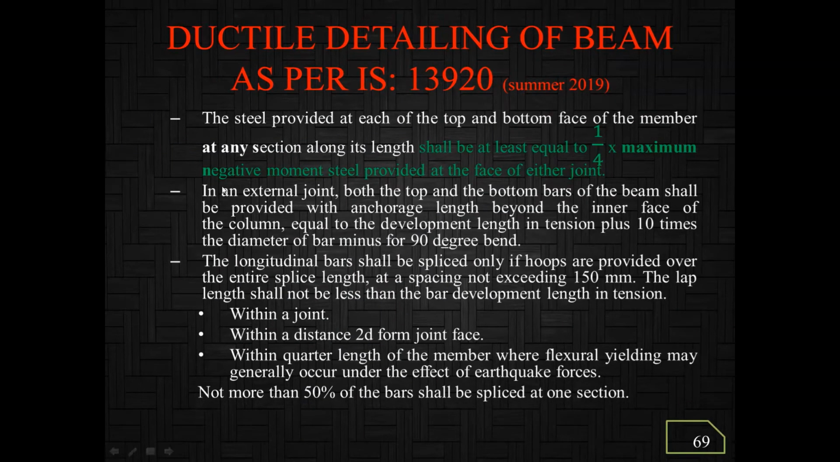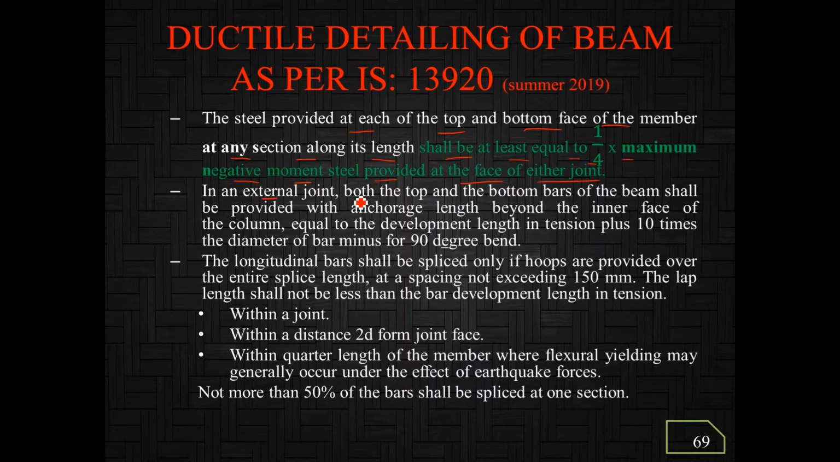The steel provided at each of the top and bottom face of the member at any section along its length shall be at least equal to 1/4 of the maximum negative moment steel provided at the face of either joint. You don't have to remember all the criteria. You just have to remember the clause number, and by remembering the clause number, you can write down all the details. Just copy it.